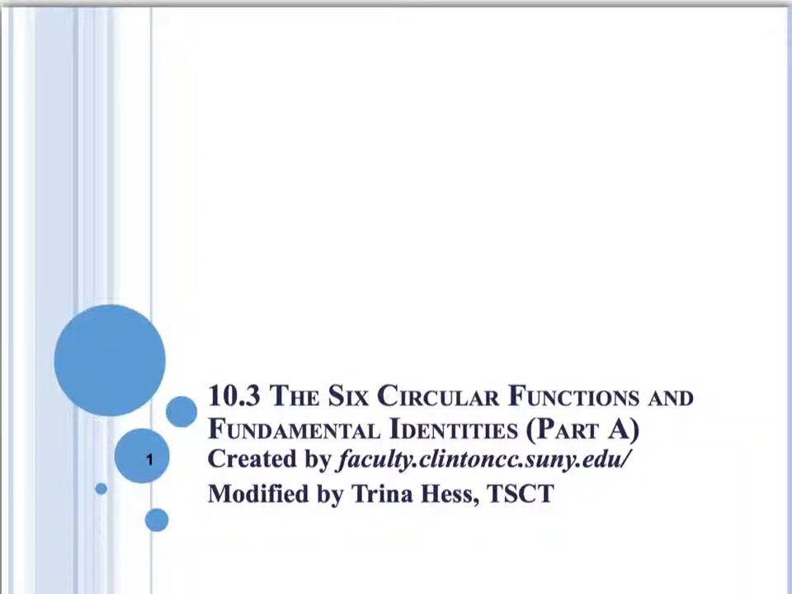So before we get started taking notes in section 10.3, please make sure that you have printed out the PowerPoint, and we'll see what we can do working with all 6 trig functions.